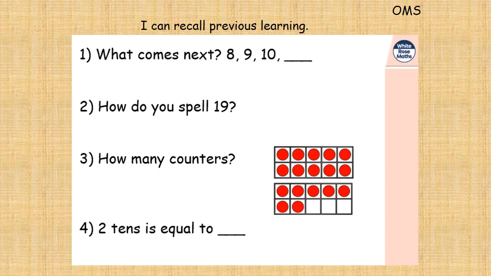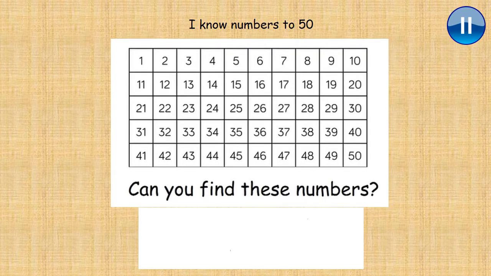Let's check your answers. Number 1. What comes next? 8, 9, 10, 11. Question 2. How do you spell 19? N-I-N-E-T-E-E-N. Question 3. How many counters? I can see 1 ten frame and 7 more. 10 and 7 is 17. Question 4. 2 tens is equal to 20. Great job. Now it's time to start our lesson.